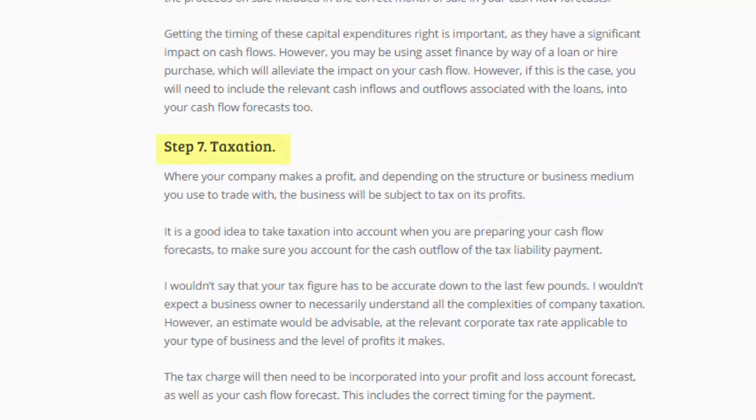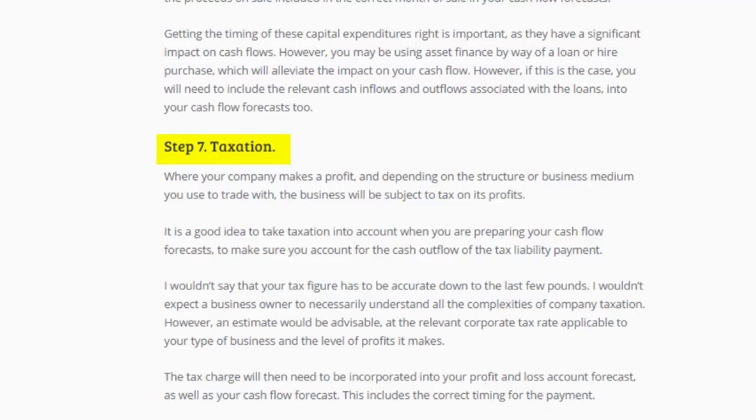Step 7, taxation, is another element that needs to be taken into account. Certainly if you're making profits, any business will pay tax on that. It's understanding the level of tax that your type of business will incur and what level of tax is paid on the profits that you're achieving. I wouldn't worry too much about getting this absolutely perfect or bang on. It's making sure that there's a provision in there.